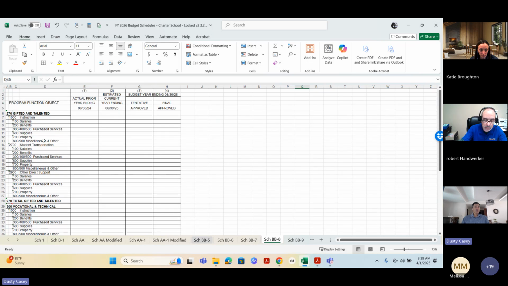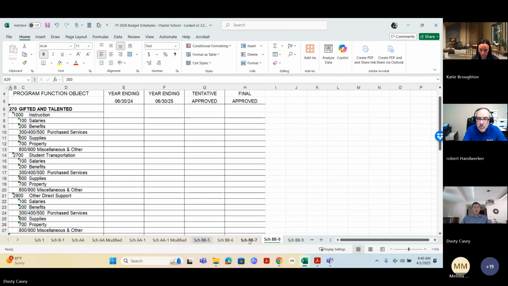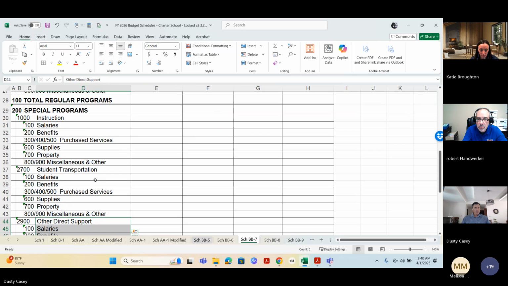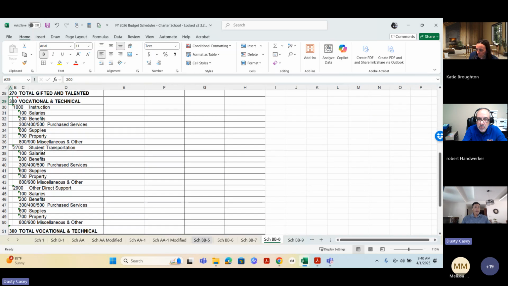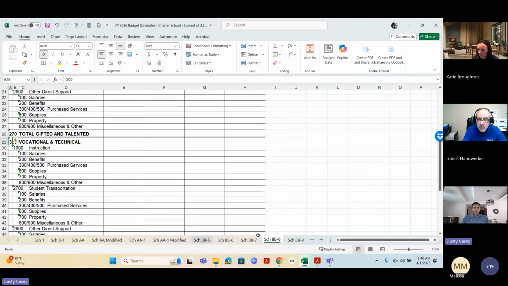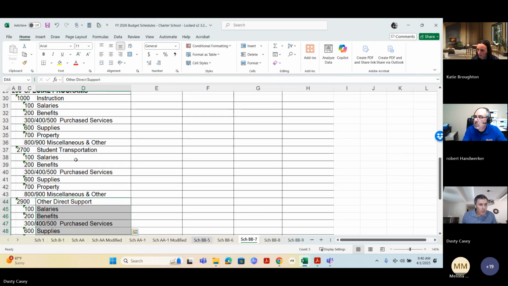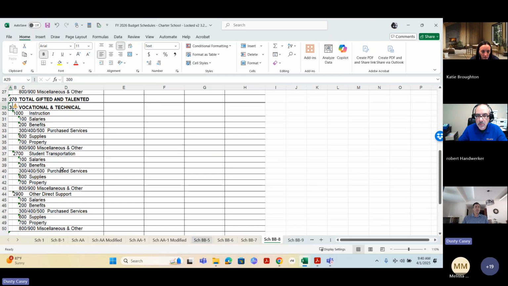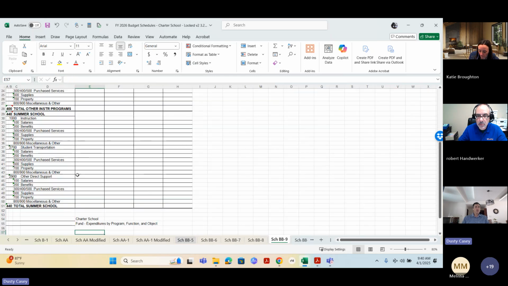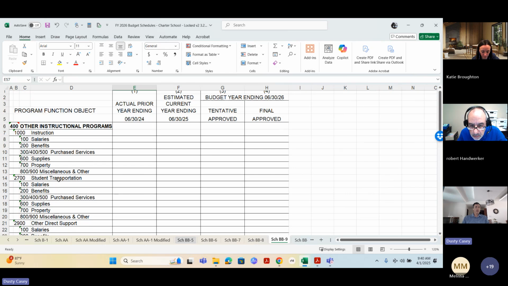BB8 continues through your programs. So we go to gifted and talented, which is broken out there. Vocational and technical. I apologize, I was just looking for something. I don't know that most of you have vocational programs. Maybe you do. So anyways, this just goes through program by program.